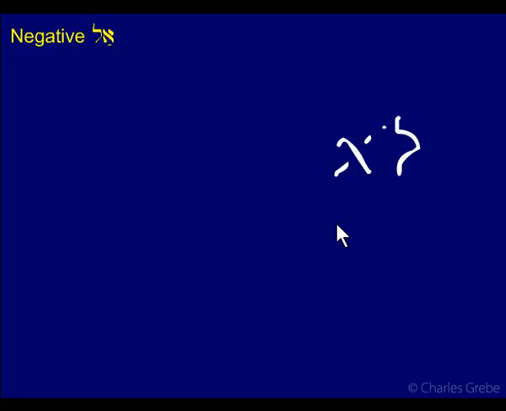You don't use this with volitives. What you do is you use something called al. And al is, if you notice, you reverse the consonants, just as a way to remember this. Here you have lamed and then aleph, here you have aleph and then lamed. And the vowels are different. You have o and you have a. So al is what we use to negate cohortatives and jussives.